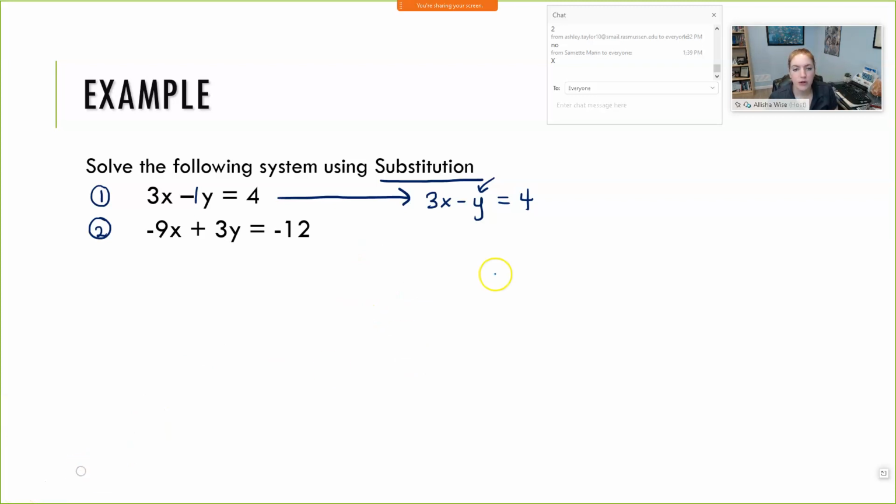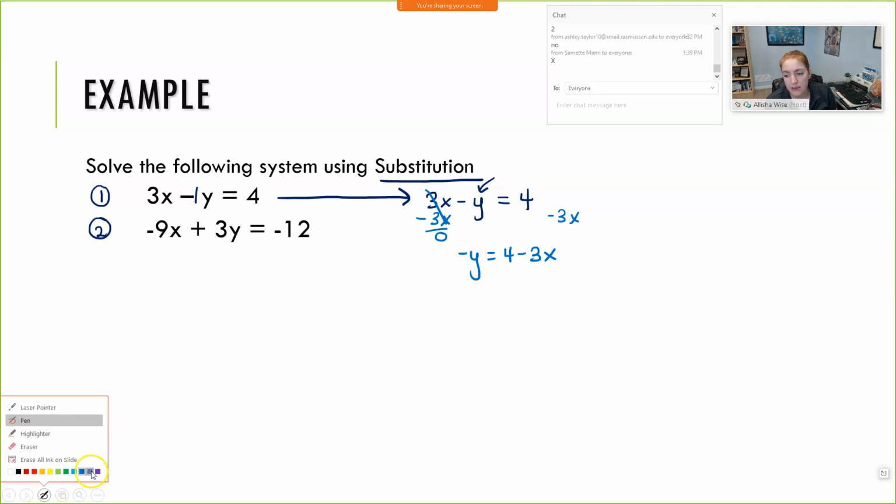So step 1, we're going to go ahead and subtract 3x to the other side. Boop, that zeroes out. So you have -y equals 4 minus 3x. I don't care what order these are in because I'm not going to use the slope-intercept form. Next step, we need to get rid of that -1. So I need to divide both sides by -1.